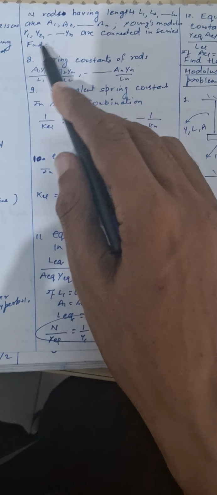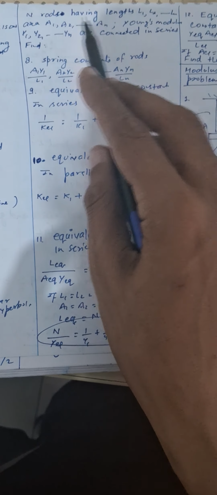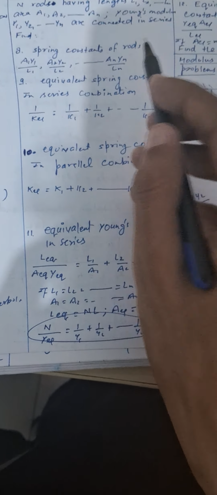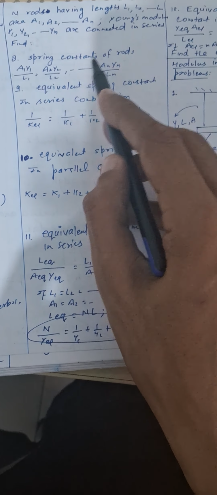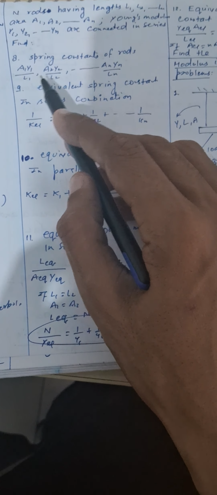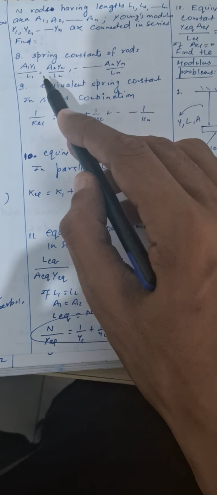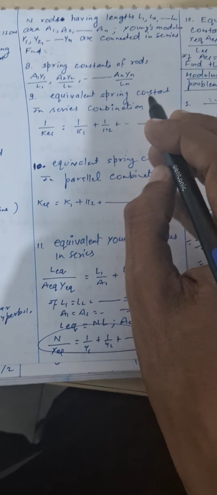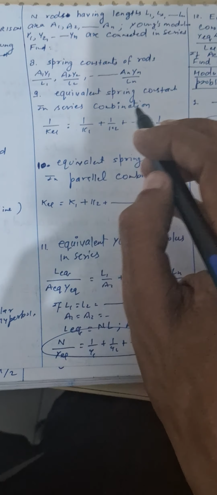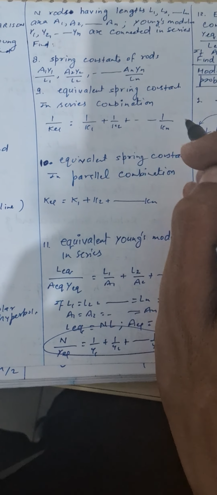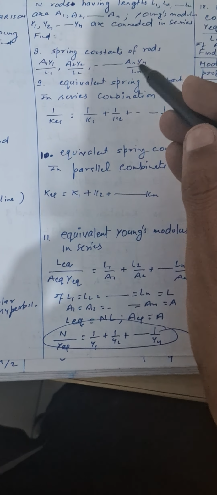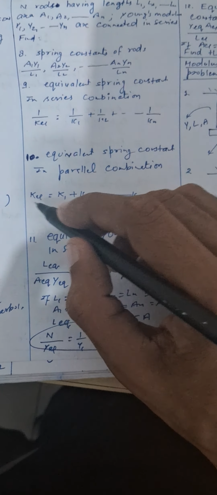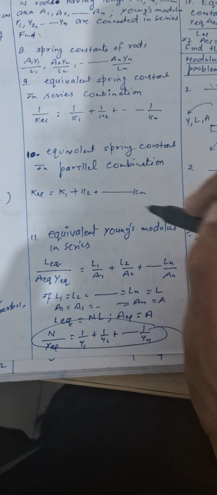Next we have a question related to n rods having lengths L1, L2, Ln, areas A1, A2, An, Young's modulus Y1, Y2, Yn. They are connected in series. Then first question is spring constant of rod, so it is AY by L. Correspondingly, for the first rod you use 1, for second 2, and for nth rod n. Next is equivalent spring constant in series combination, so you just add by reversing them, so you will find equivalent spring constant in series. Whereas in case of parallel combination they are added like this, k1 plus k2 plus up to kn.